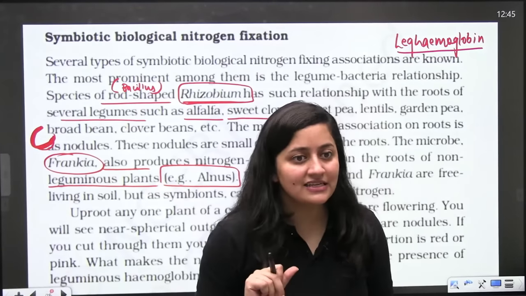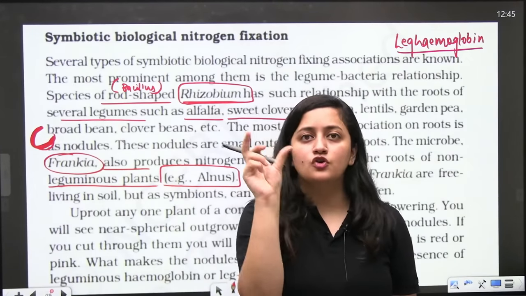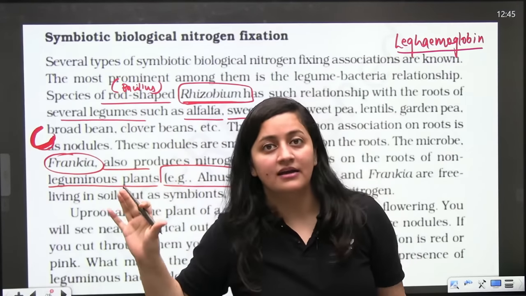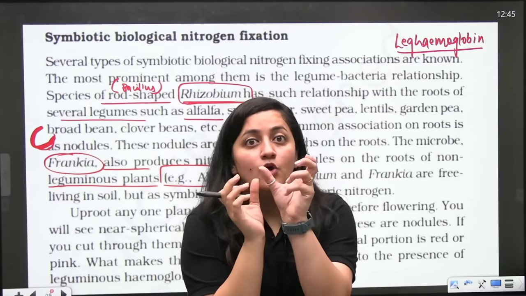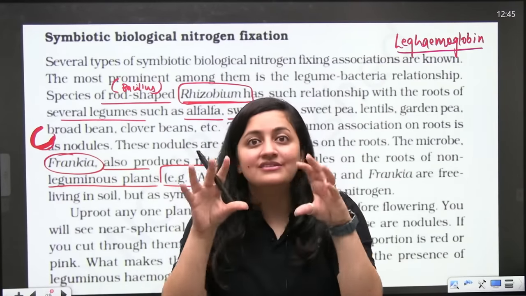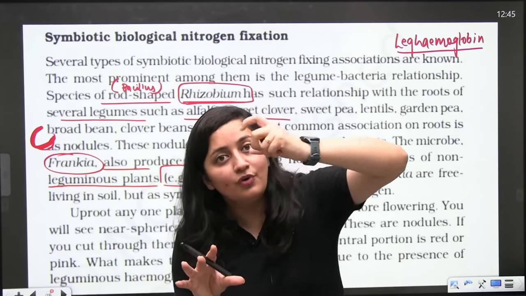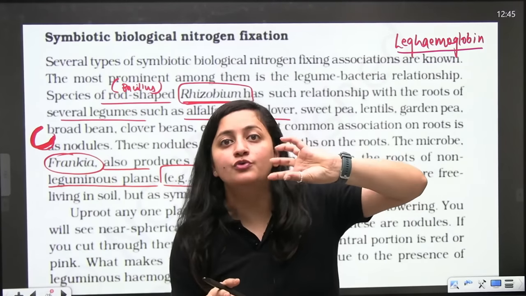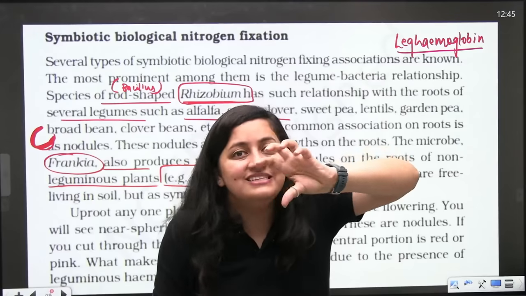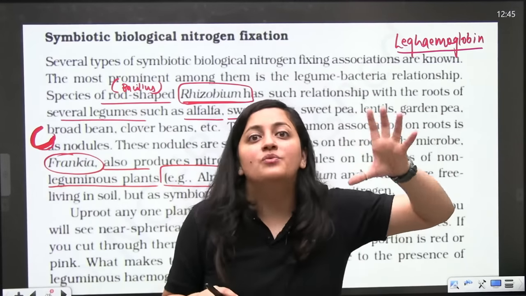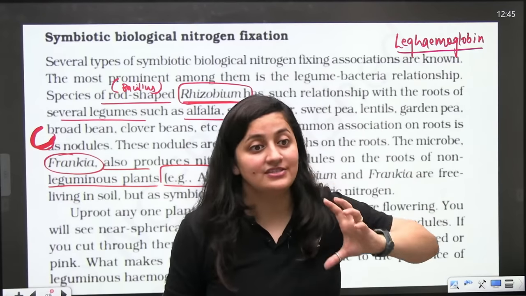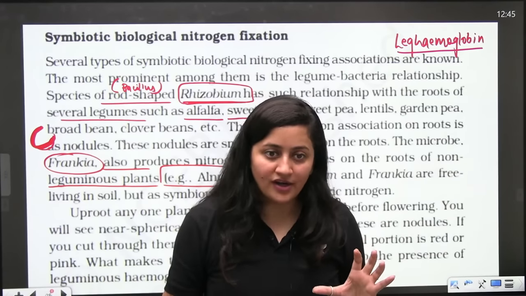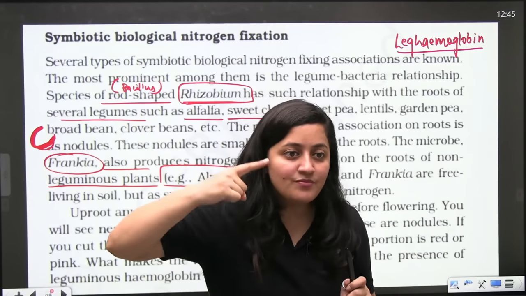So, one student was asking in the chat section, ma'am, in the case of Nostoc, in the heterocyst, do they have leghemoglobin? No, we are not discussing that. Here Nostoc is not present in a symbiotic association. In Nostoc, you have a cell, the heterocyst. In that heterocyst, you do not have photosystem 2. So, oxygen will not be liberated. So, oxygen-less conditions are there. Got it? That is why the enzyme nitrogenase works.